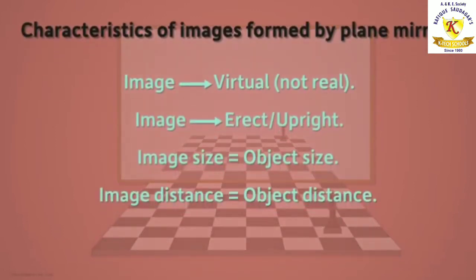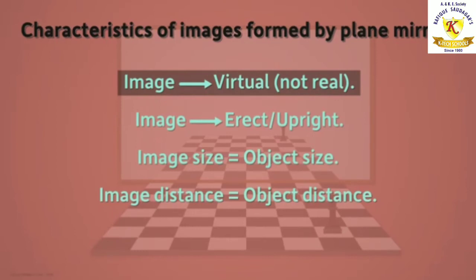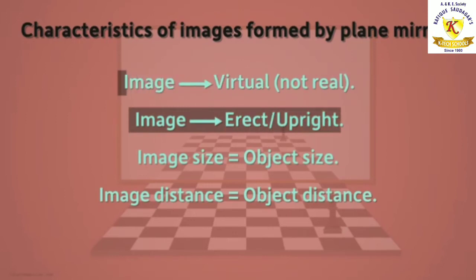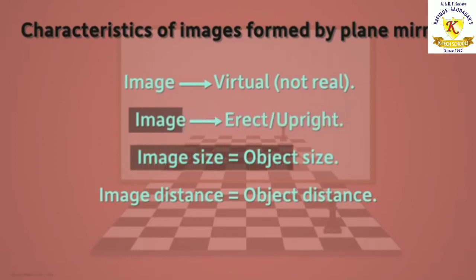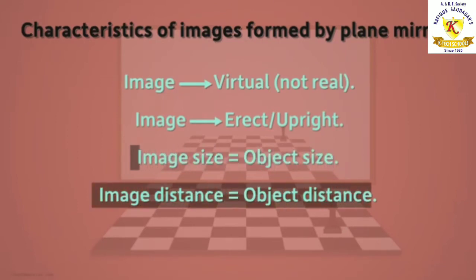Now, the characteristics of images formed by plane mirrors are: the image formed by the plane mirror is virtual, not real. The image formed by the plane mirror is always erect or upright, and the image size is always equal to the object size, and the image distance is equal to the object distance. Have you understood this, children? Yes.